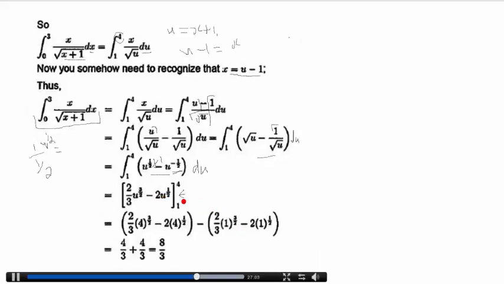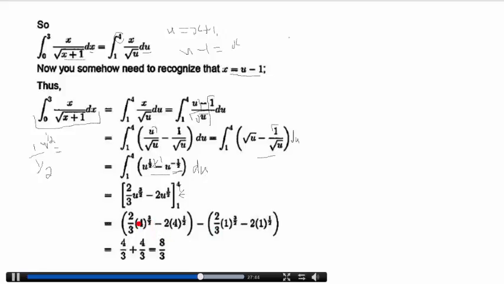Again you have to have a square bracket from 1 to 4 because you haven't made a substitution yet. Now we just make a substitution. So 2 upon 3, the upper limit always goes first, so that's 4 to the power 3 upon 2, minus 2 into 4 to the power half, minus, because it's always the upper limit minus the lower limit, whatever function you have. So we substitute 4 into our function, minus we substitute 1 into our function.